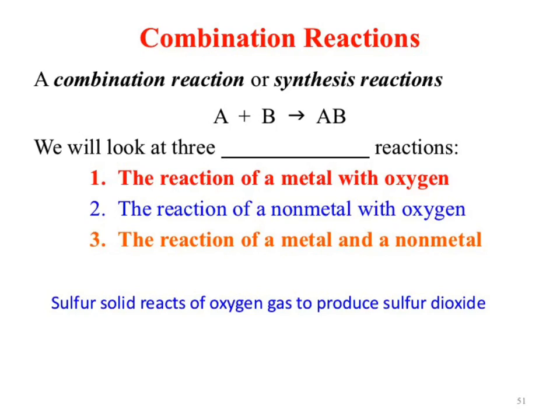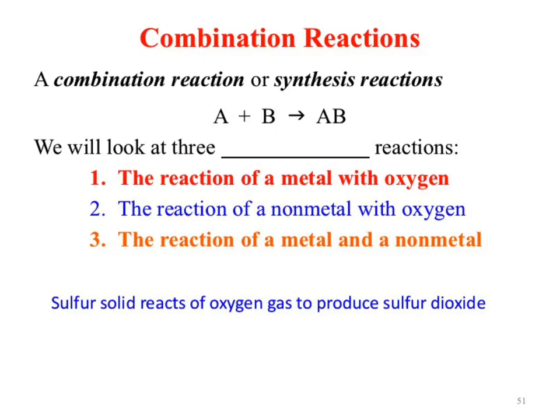Sulfur solid reacts with oxygen gas to produce sulfur dioxide. Can I do the first rule, the reaction of a metal with oxygen? No. Why not? Sulfur's not a metal. So how would I be able to go through and do this one? I could use rule 2. Do I need to use rule 2 to do this one?